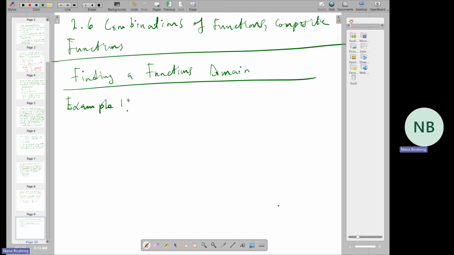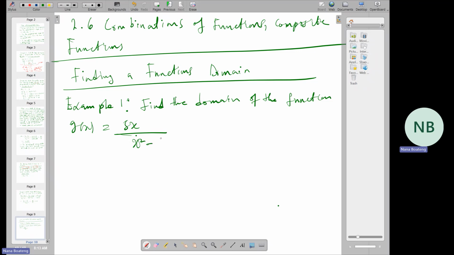So example one says: find the domain of the function g of x is equal to 5x divided by x squared minus 49.